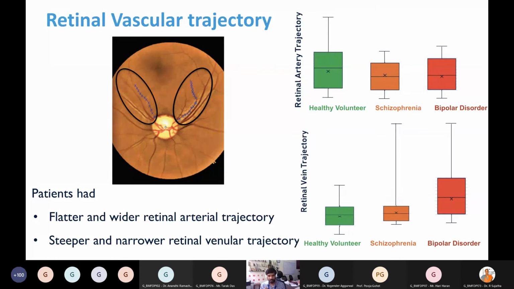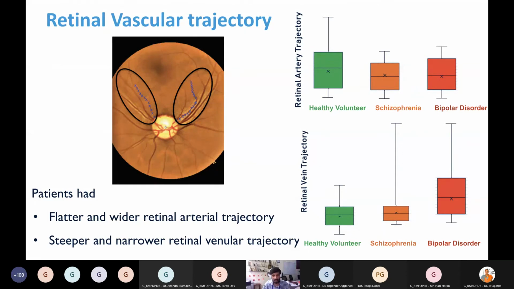There were only two papers from Japanese authors which talked about retinal vascular trajectory. Ours was the third paper. What is this? It's what you can see here. The ones in circles are the vessels and arteries. We marked some of the points and formed a parabola out of them. These parabolas follow one equation, like a binomial equation, a into x1 square by 100 plus x2 plus c, a constant. We wanted to find out if there is some difference in that constant a when we plot a parabola.